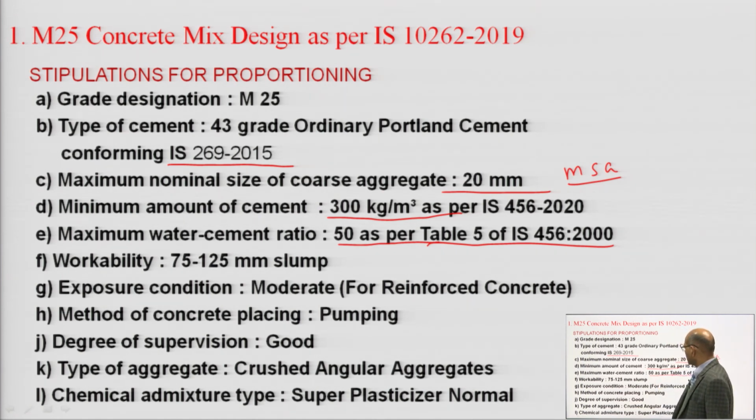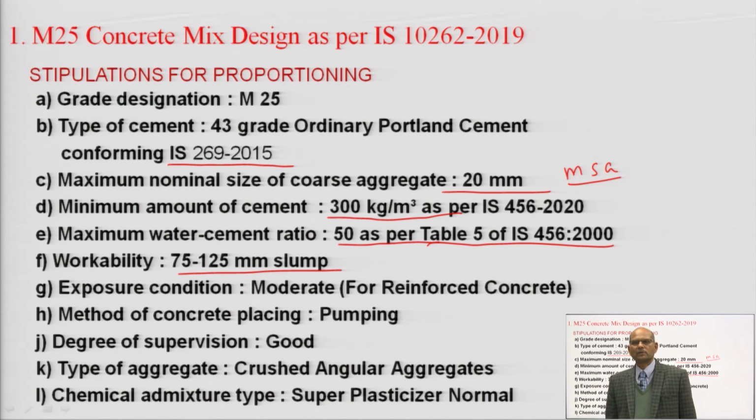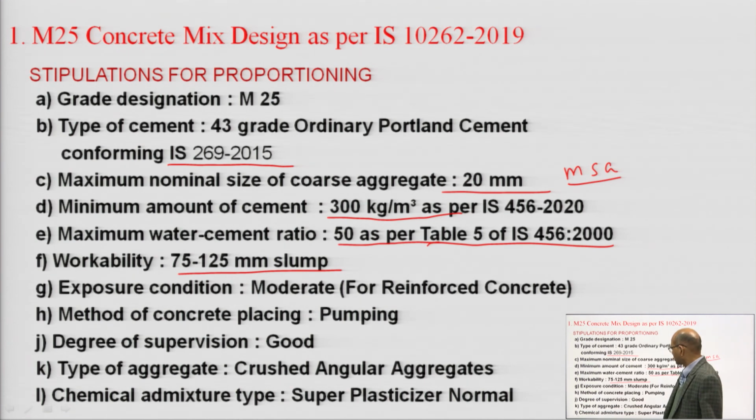Then workability. The workability here is a 75 to 125 mm slump value. So, this is the requirement. Suppose you want to go for pumping also. If you have around 125 mm slump value, then our concrete may be pumpable also. So, the workability criterion is also important here.